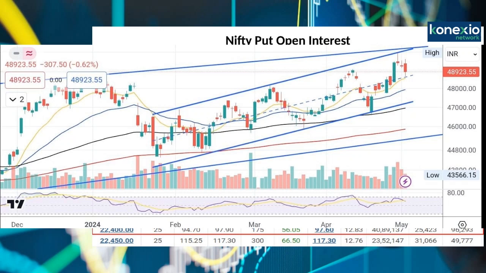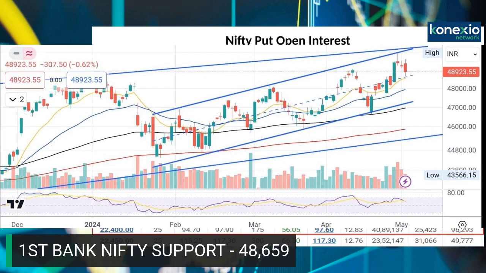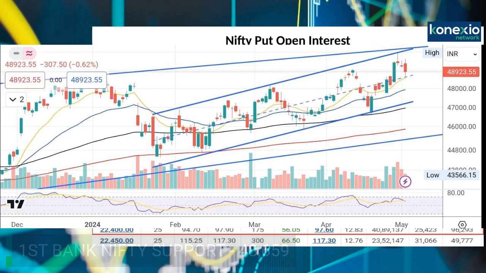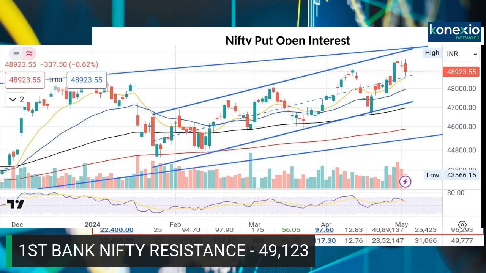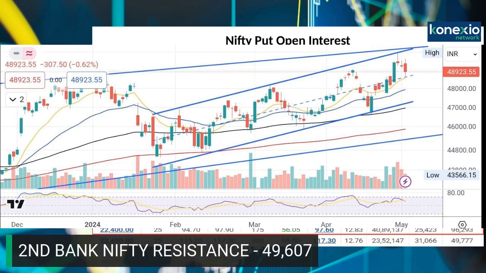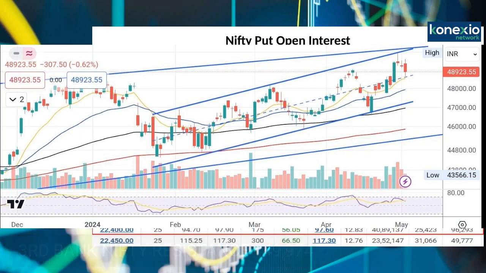So now, friends, let us discuss the important supports and resistance levels in Bank Nifty for the next week. The first support in the Bank Nifty is placed around 48,659. Below that, the second support is placed at 48,324. Third support is placed around 48,048. Whereas on the upside, the first resistance is around 49,123. Above that, the second resistance is around 49,607. And third resistance is around 49,974. So these are the crucial supports and resistance levels in the Bank Nifty.